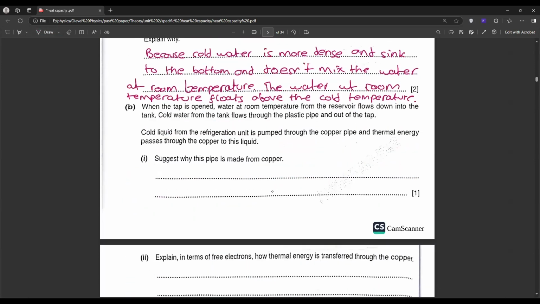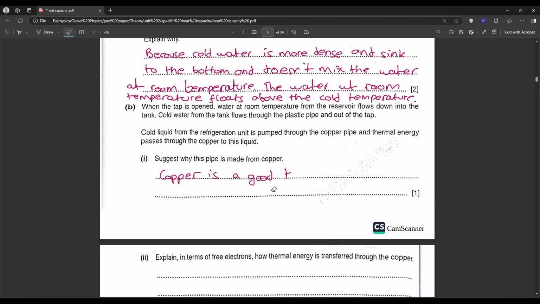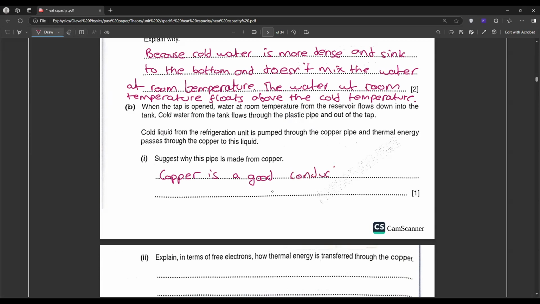Cold liquid from the refrigeration unit is pumped through the copper pipe and thermal energy passes through the copper to this liquid. Suggest why the pipe is made from copper. Copper is a good conductor of heat. Let's not be fancy here. Let's move on to part 2.